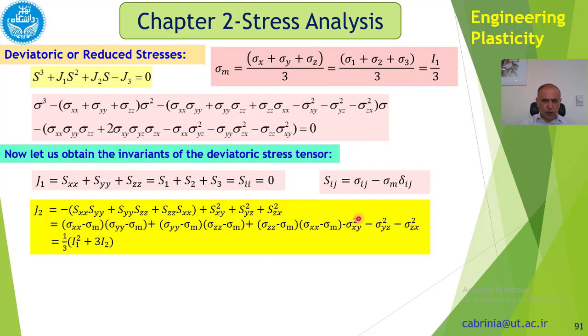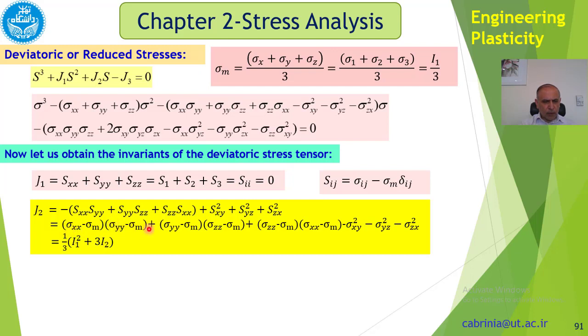Therefore, if we substitute these, obviously Sxy is equal to sigma xy, because this delta is 0. So if we substitute all of these and multiply them out, you can see from here that we get sigma xx sigma yy, sigma yy sigma zz, sigma zz sigma xx, which are the same as these, and this minus sigma xy squared etc. is this one. So that's I2. Okay, this is I2. So here, a third of 3 I2, we get I2.